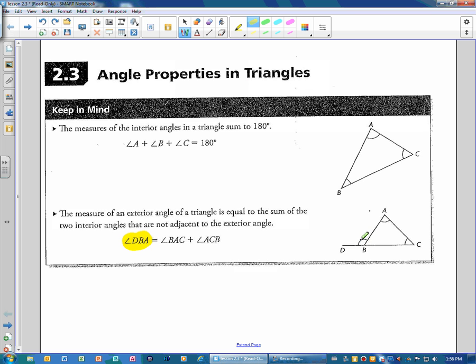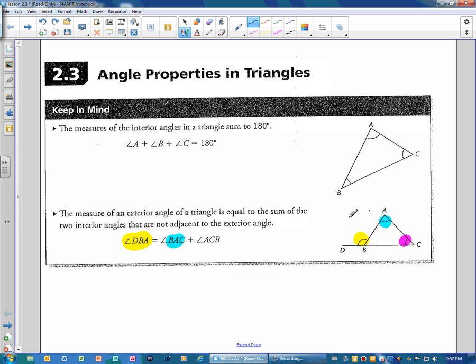They're saying that angle DBA is equal to angle BAC plus angle ACB. Angle BAC, moving from B to A to C, creates this angle. And angle ACB, moving from A through C to B, that's ACB. So the yellow angle, DBA, is the same as adding angle A and angle C.